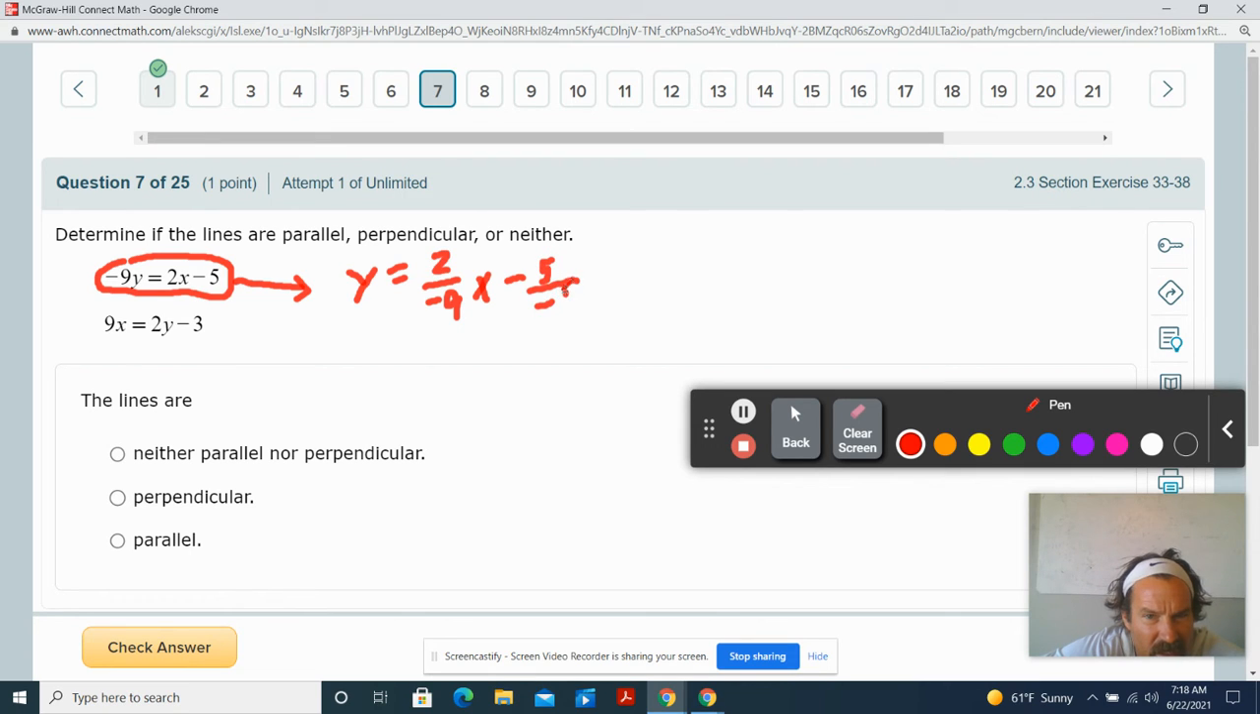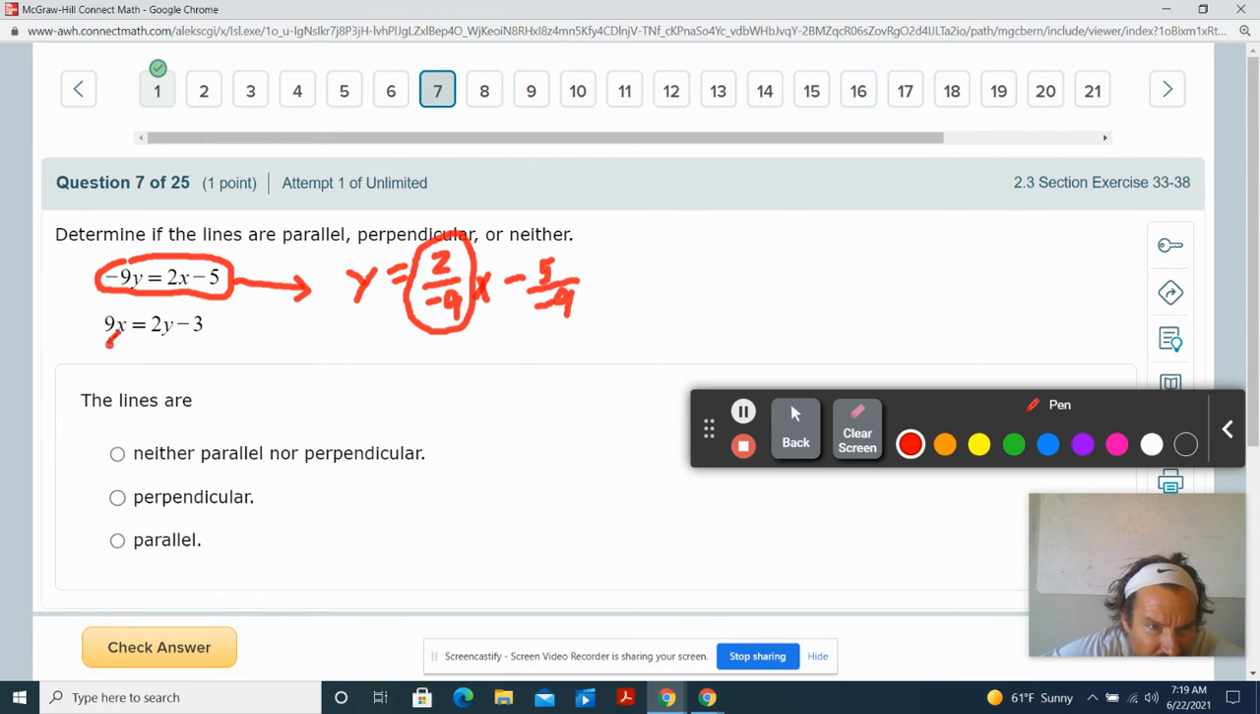Now 9 doesn't go into 2, and 9 doesn't go into 5, so I'm just going to leave it like that. It looks a little ugly, but really I'm concerned about this. This is my slope, -2 over -9.